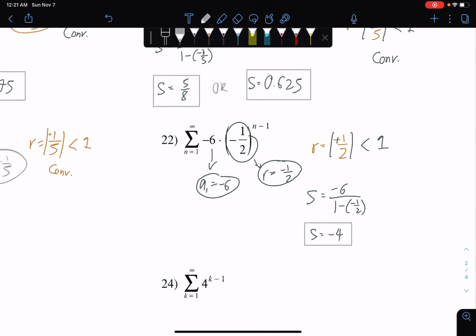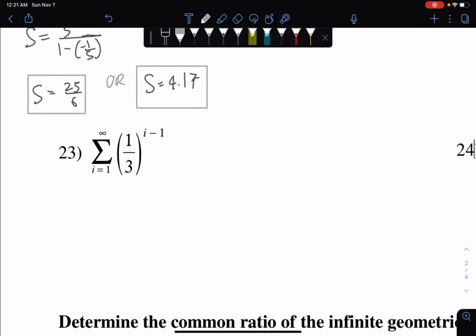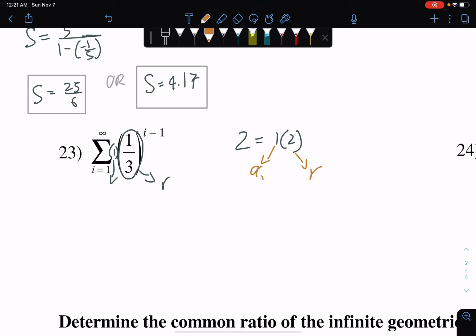Alright, let's move to number 23. Number 23, again, our good rule of thumb, whatever number appears here, that's already our R. And whatever the invisible number is, which is technically 1, I think that's also involved in the law of exponent. 2 can be rewritten as 1 times 2. So in this case, our usual form is this is R and this is A sub 1. Considering this is being inferred to geometric sequences.